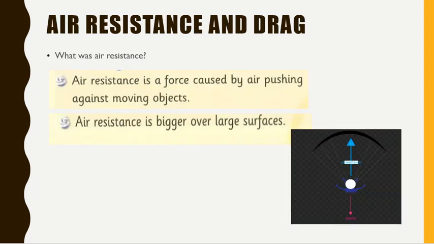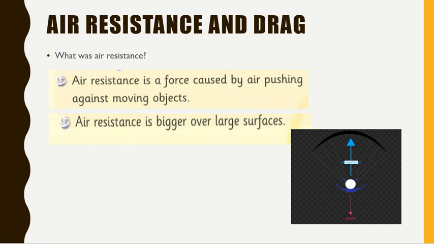Air resistance and drag. What was air resistance? Air resistance is a force caused by air pushing against moving objects. Air resistance is bigger over large surfaces. This is the reason why we use a big parachute to fall slowly to the ground. Otherwise, if the parachute were smaller, we would fall fast and it would be useless to use these kinds of parachute.